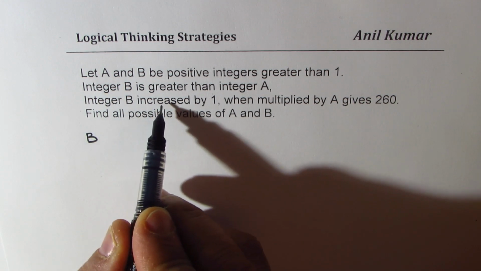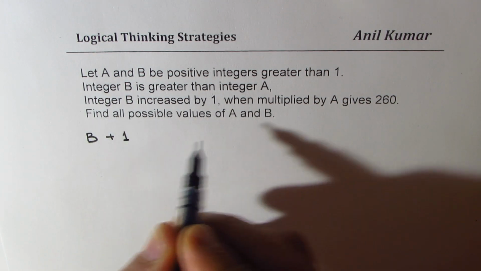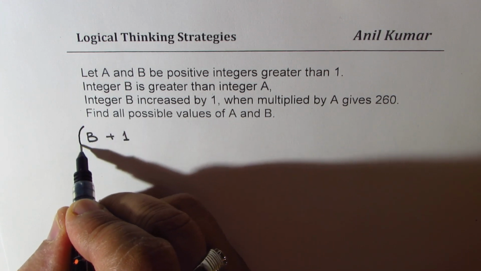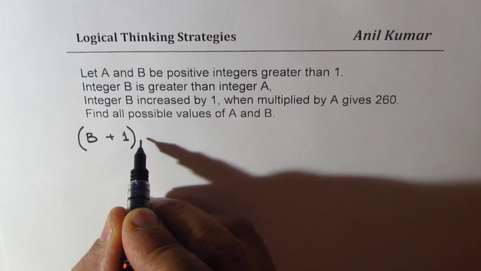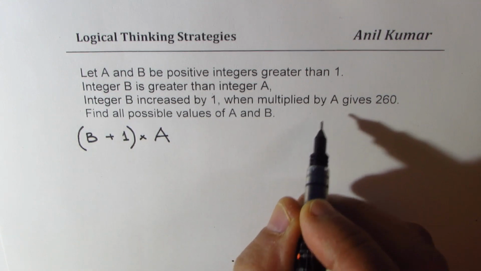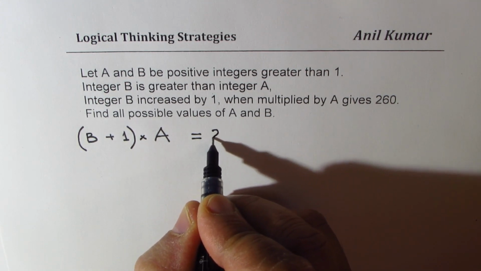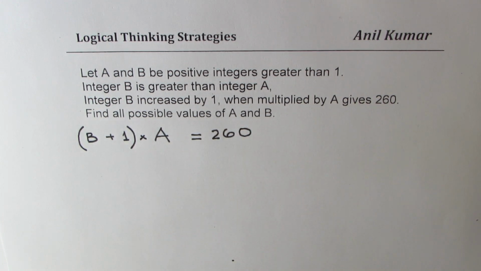Integer b increased by 1 means plus 1, b plus 1. When multiplied by a, the whole thing, that is integer b increased by 1 when multiplied by a, gives 260. So we got the statement from here.